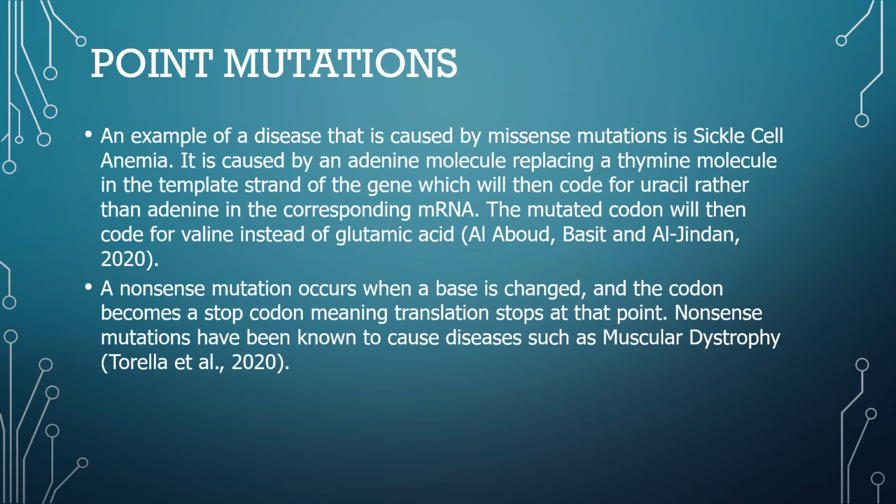An example of a disease that is caused by a missense mutation is sickle cell anemia. It is caused by an adenine molecule replacing a thymine molecule in the template strand of the gene, which will then code for uracil rather than adenine in the corresponding mRNA. The mutated codon will then code for valine instead of glutamic acid.